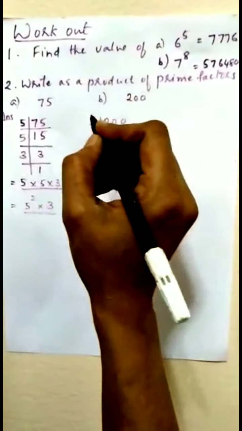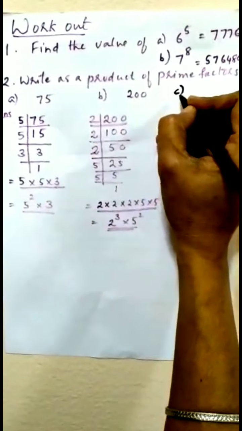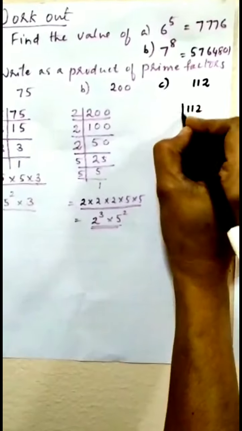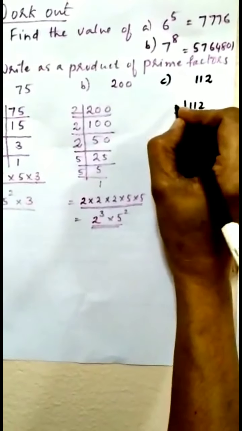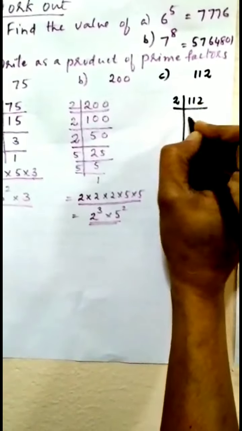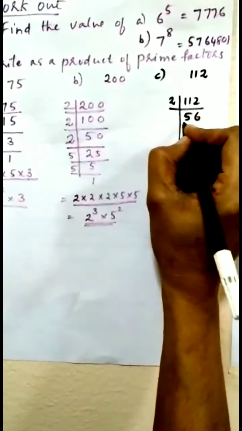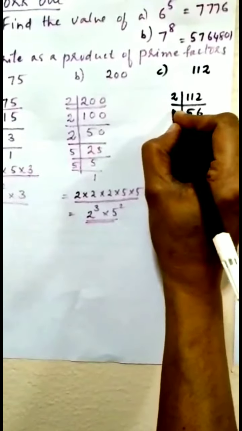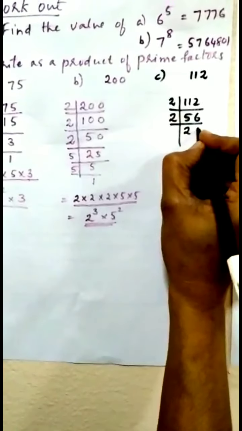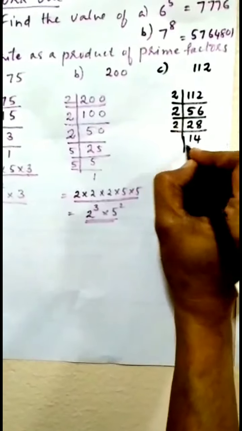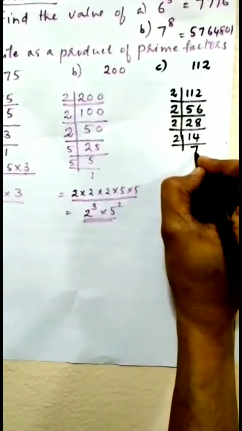Question C, 112. The same method. The last number is 2, so divisible by 2. 112 divided by 2 is 56. Half of 112 is 56. The last number 6 is divisible by 2. Half of 56 is 28. Again by 2, 14. Again by 2, 7.